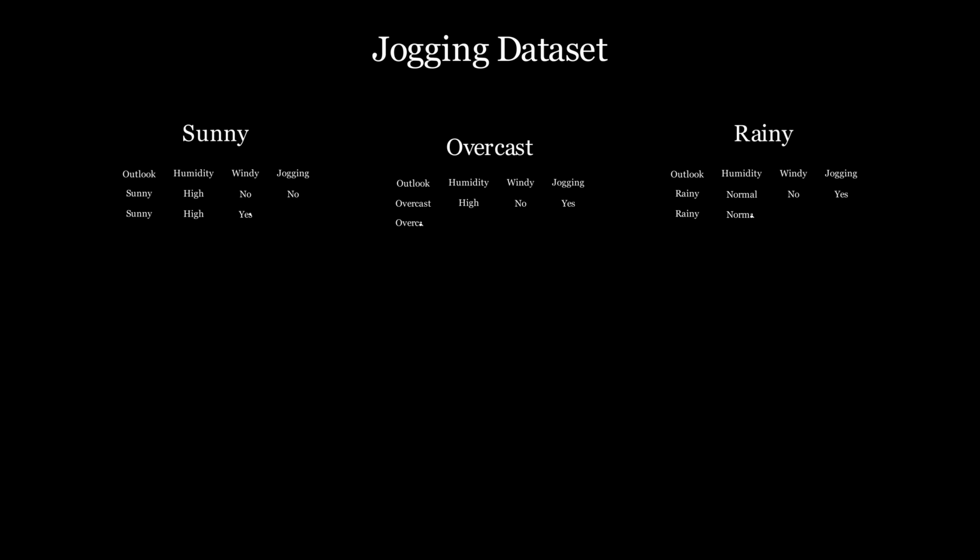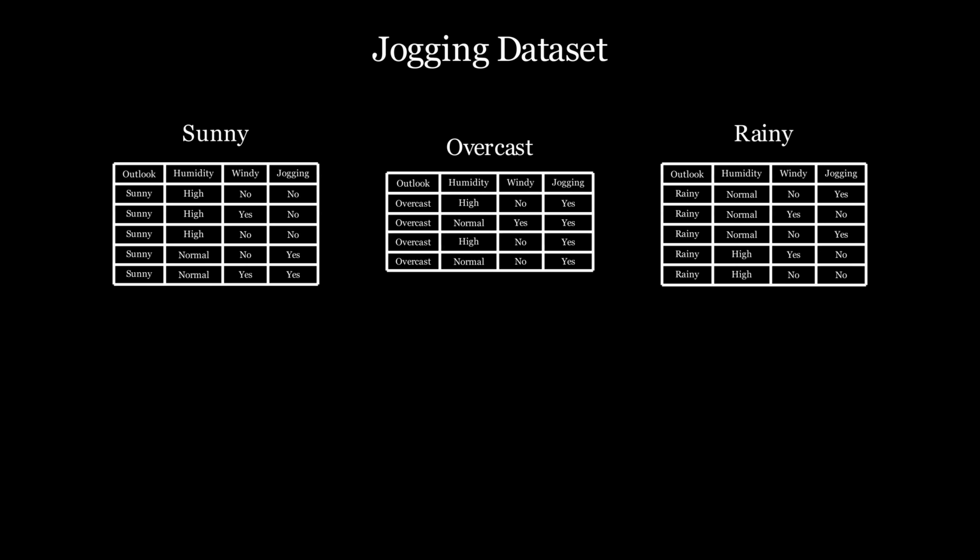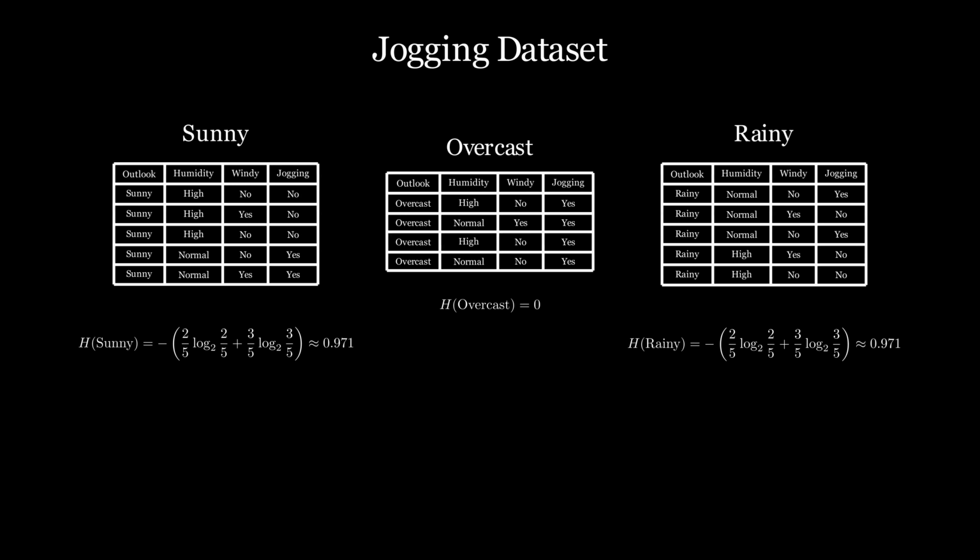The outlook feature has 3 categories: sunny, overcast, and rainy. Let's group the data accordingly. For the sunny group, there are 5 samples, 2 yes and 3 no. Let's calculate its entropy. For overcast, all 4 samples are yes, so the entropy is 0. For rainy, there are 5 samples, 2 yes and 3 no, so its entropy is approximately 0.971.